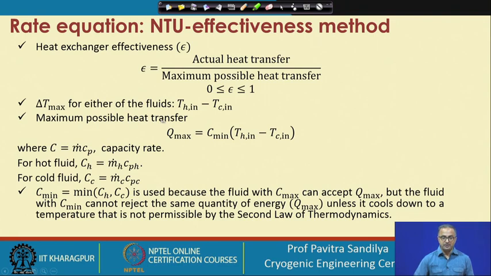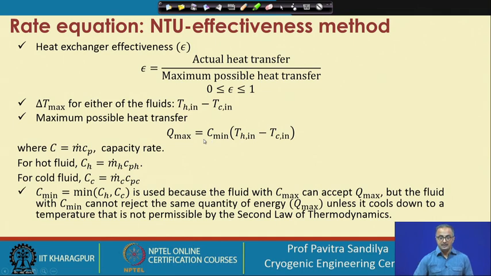So the maximum possible heat transfer is this C min into TH in minus TC in. Now what is C? C is the capacity rate, that is the product of the mass flow rate and the specific heat. And what is C min? We shall see now. We find first for the hot fluid and the cold fluid, because they may be having different mass flow rates and also different specific heats. So for the hot fluid and the cold fluid, we will define this capacity rate separately, and whichever is the lower will be taken as the C min.